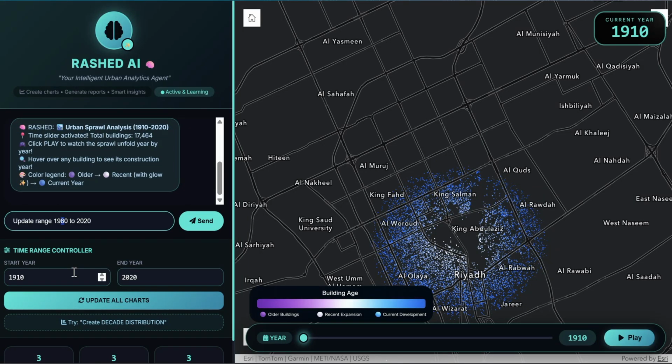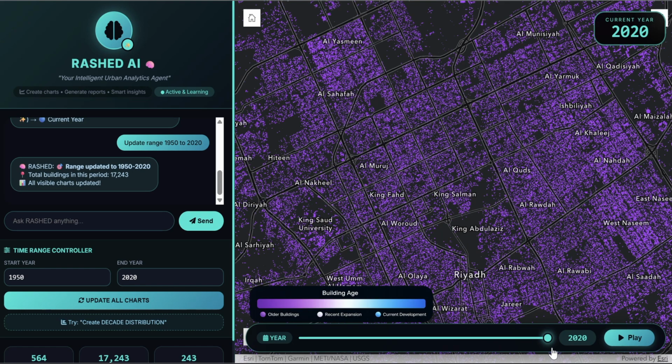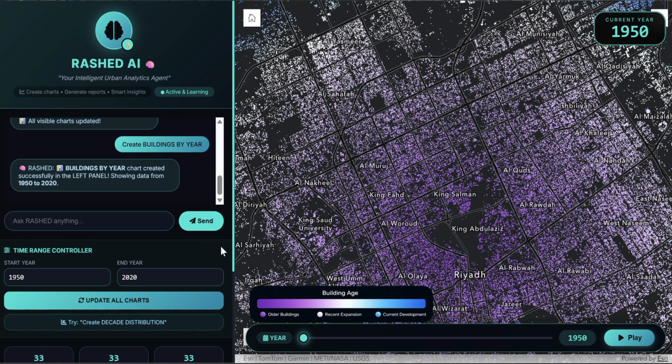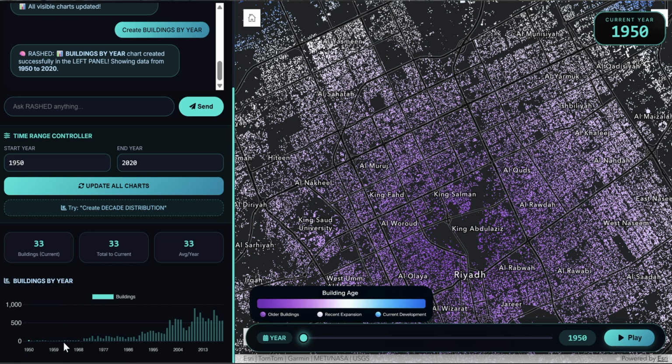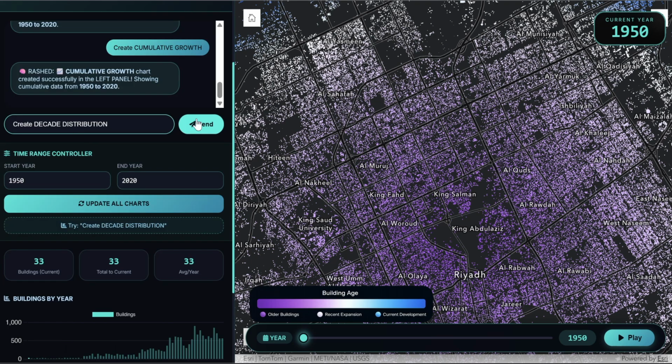For example: show urban sprawl from 1910 to 2020, update analysis range from 1950 to 2020, create cumulative urban growth chart, generate decade distribution chart, create yearly trend analysis chart, generate analytical reports. Instead of searching through layers and tools, the system understands intent, transforms requests into spatial analysis, and delivers insights instantly. What becomes especially valuable here is that the experience moves beyond simple visualization into knowledge discovery and urban intelligence.